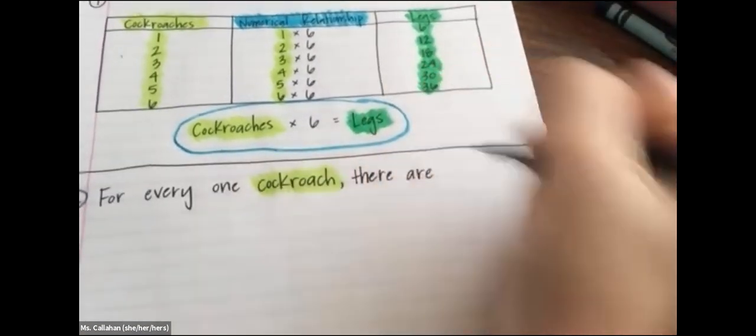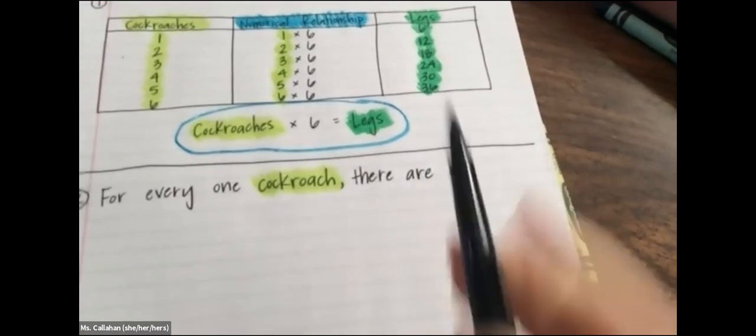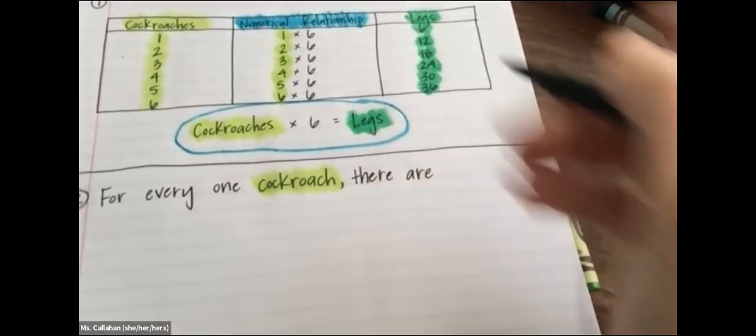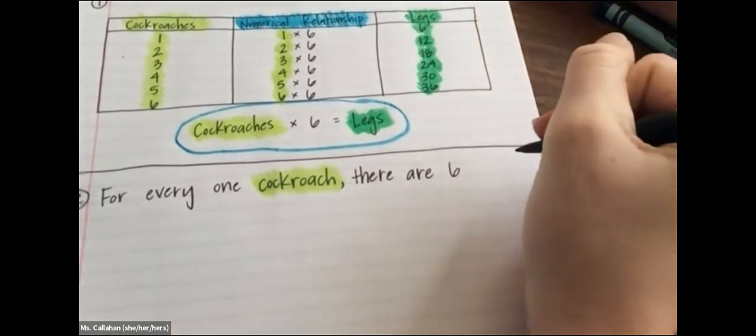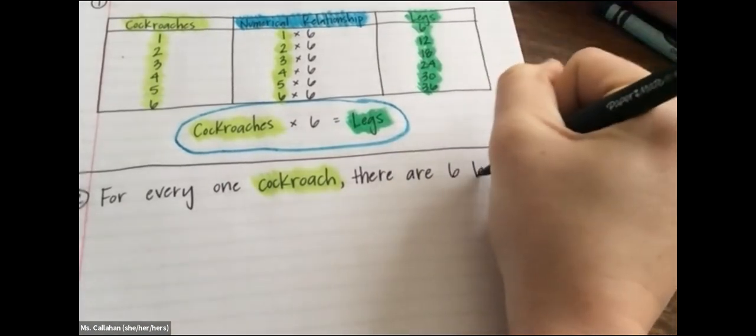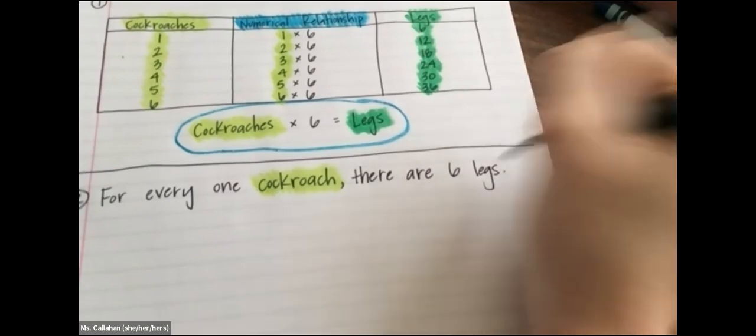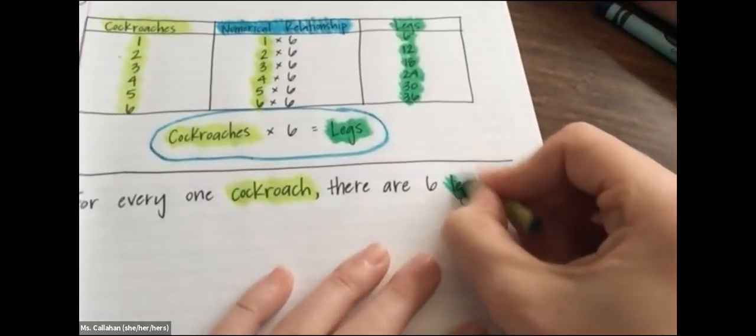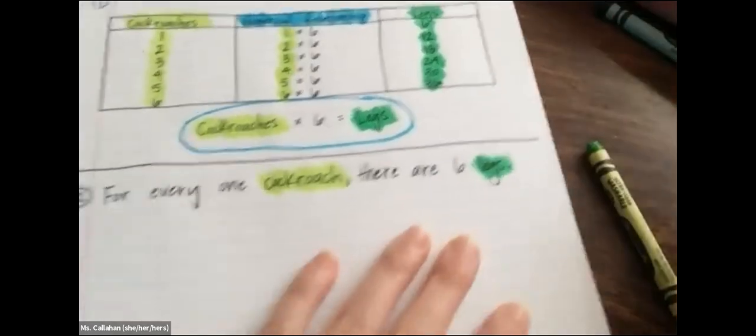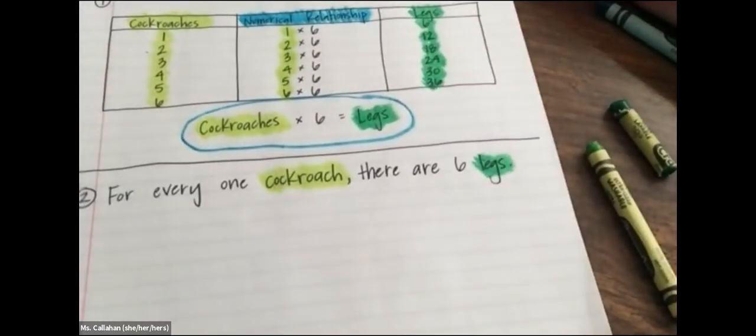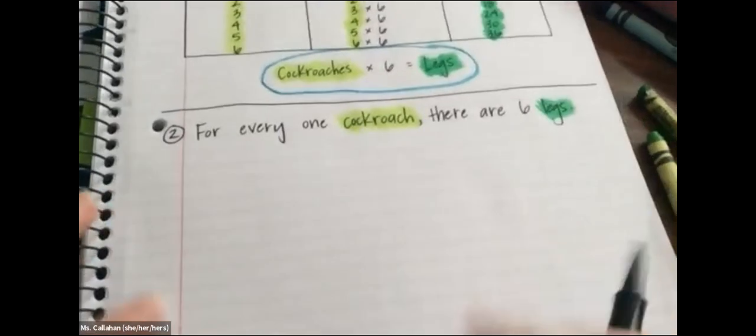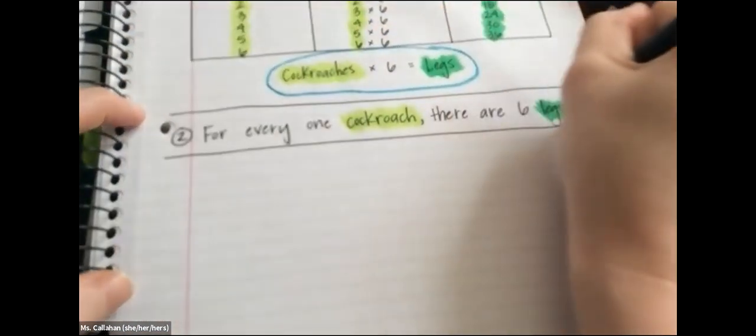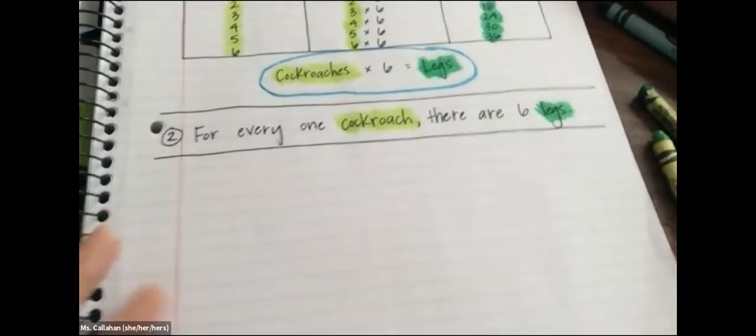are, when we think about our rule, what did we have to do? We're going to multiply by 6. So for every one cockroach, there are 6 legs, which is our output, right? So we're going to label our output. Cool? All right, so now we have taken care of question number 2. We can draw our little line underneath it because we're done.